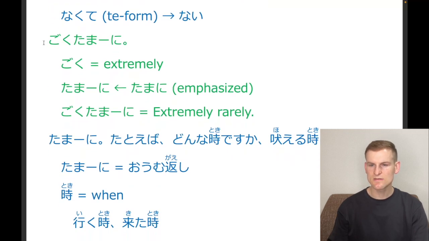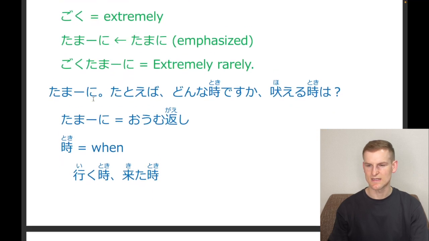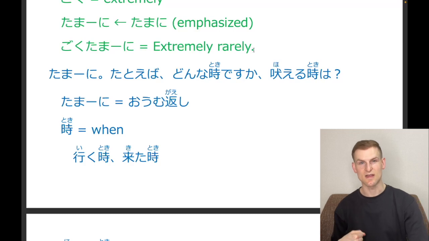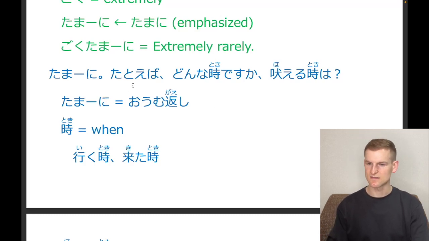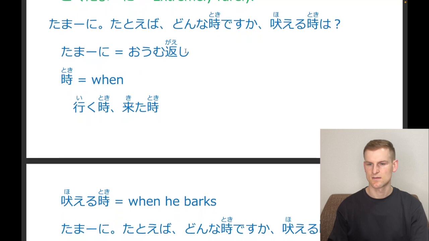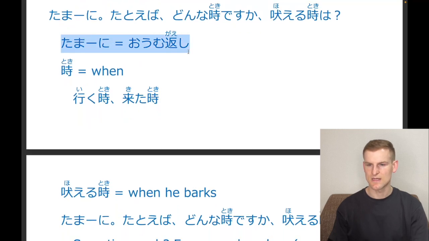Okay, he says ごくたまに, ごくたまに. ごく is extremely. たまに is an emphasis of たまに, which we just looked at. Okay, so ごくたまに, extremely rarely. He hardly ever barks. So I'm curious, right? Like, well, when does he actually bark? Okay, so I ask him. So I start with おむ返し. Okay, so just repeating what he said. たまに. Okay, 例えばどんな時ですか? 吠える時は.